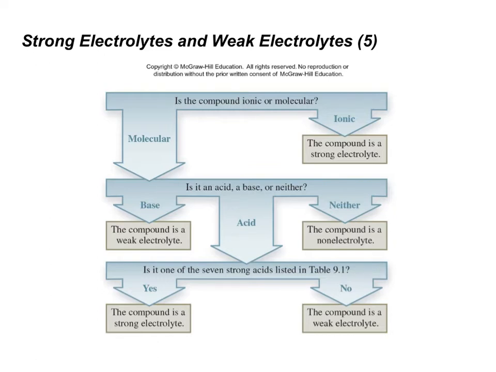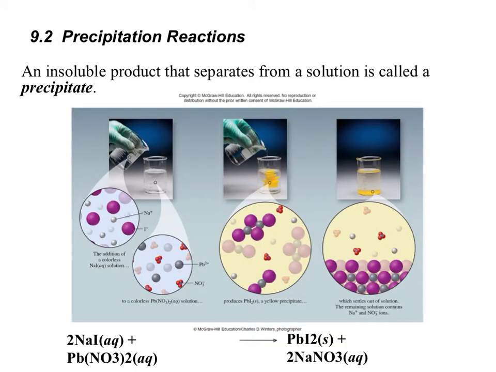Simple. Now moving on. Precipitation reactions. An insoluble product that separates from a solution is called a precipitate. This usually occurs when you are mixing 2 solutions which when mixed form an insoluble solid product.